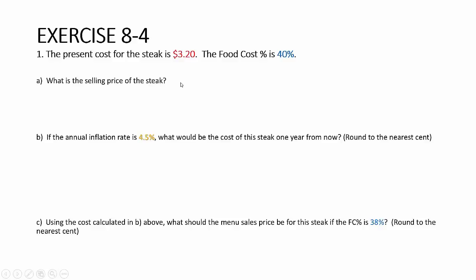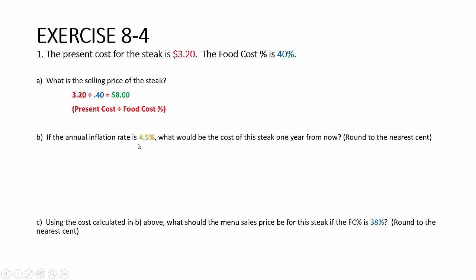So if you remember your selling price formula or pyramid, you'll remember that we need the cost of the food, or the food cost, and we divide that by the food cost percent. So in this particular example, it's the cost of the steak divided by the food cost percent. That gives us a selling price of $8. Remember, this is the selling price. Let's move down to the next question.